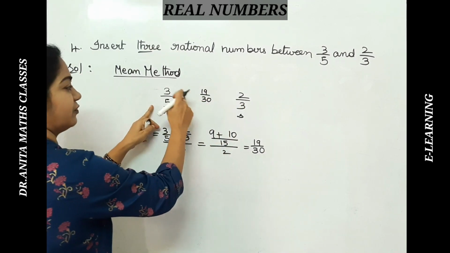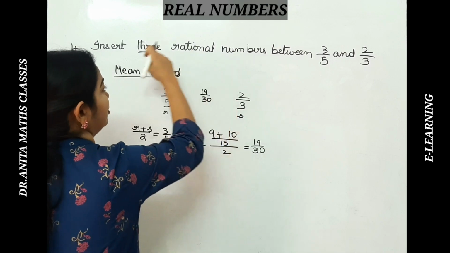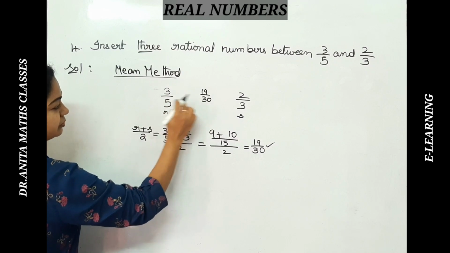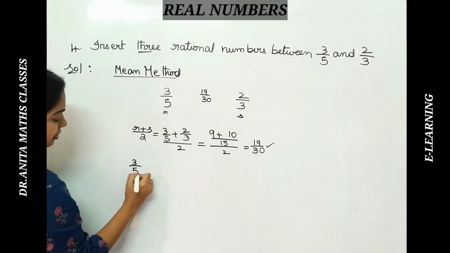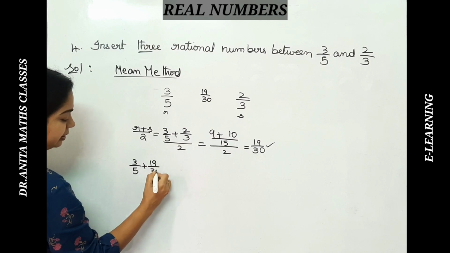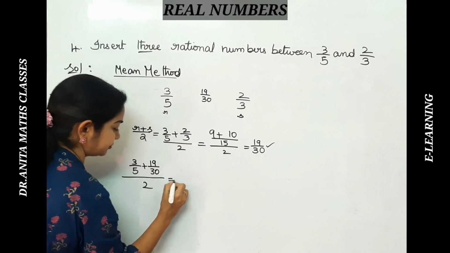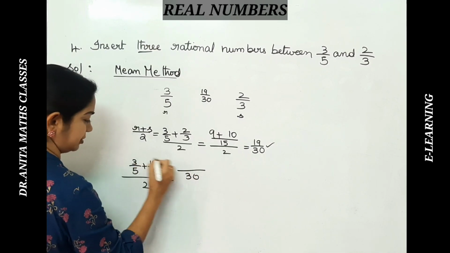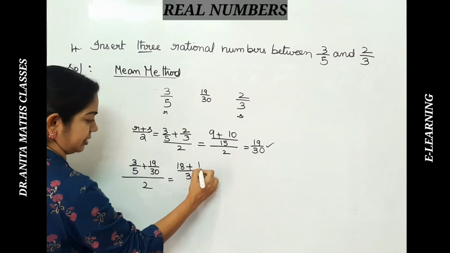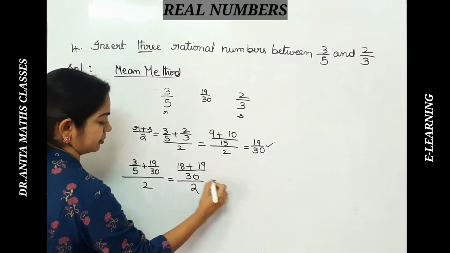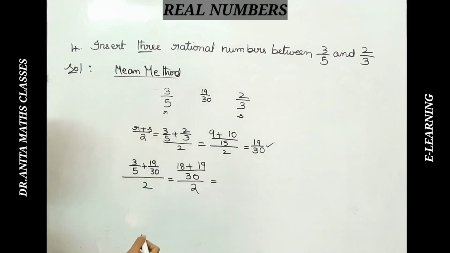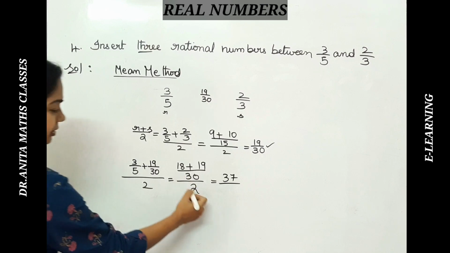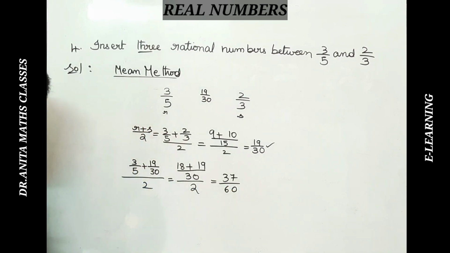If you find one more in between these two, and one more in between these two, the 3 rational numbers will be completed. So let me find between these two: 3 by 5 plus 19 by 30 upon 2. Here again you can take the LCM, 30 only. 18 plus 19 by 2. So that becomes 18 plus 37, that is 37 by 60. This is one number.